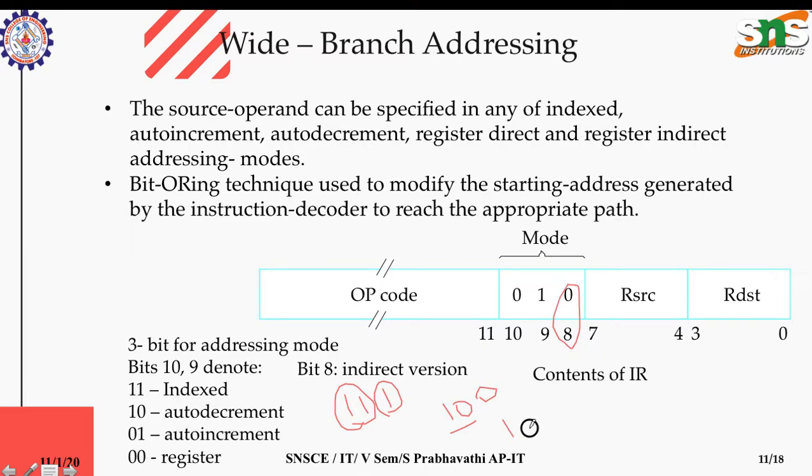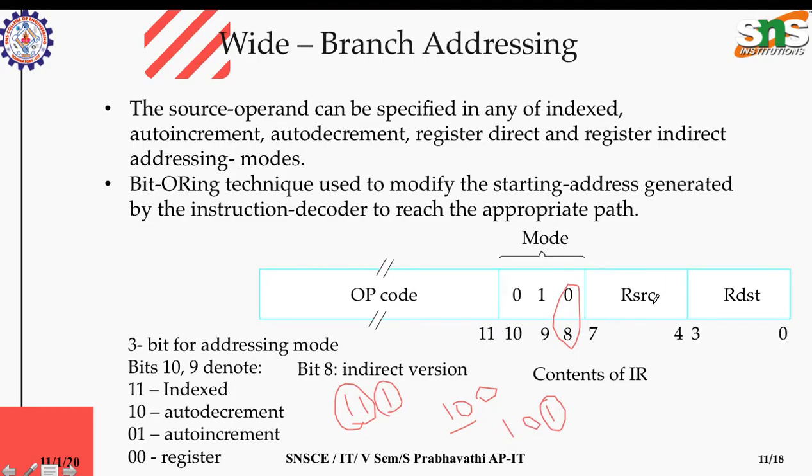Suppose we have the value like this, it means auto decrement indirect mode. Why are we saying indirect? Because its bit position 8 has value 1 instead of 0. It means we fetch the value from the memory and that content is decremented. So that's the meaning here for the combination 1 0 1.